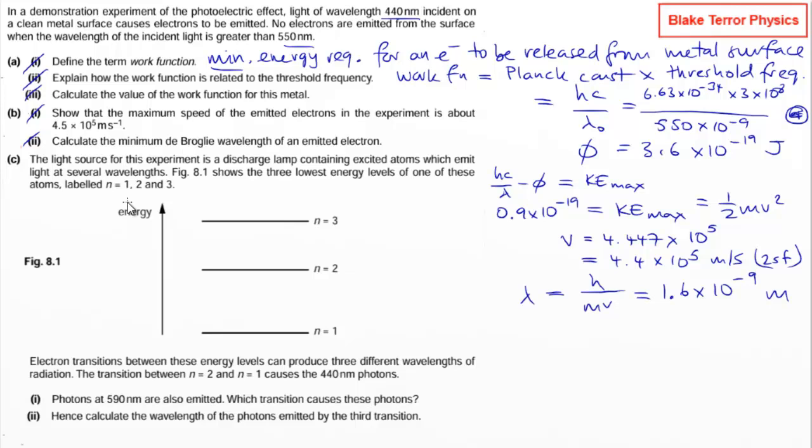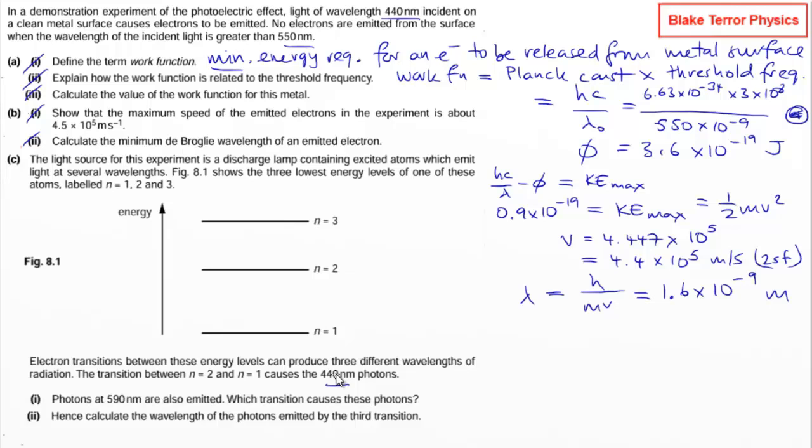Part C, the light source for this experiment is a discharge lamp containing excited atoms which emit light at several wavelengths. Figure 8.1 shows the 3 lowest energy levels for one of these atoms. Electron transitions between these energy levels can produce 3 different wavelengths of radiation. Yeah, 2 to 1, 3 to 1, 3 to 2. Transition between 2 to 1 causes the 440 nanometer photons. Photons at 590 nanometers are also emitted. Which transition causes these photons?